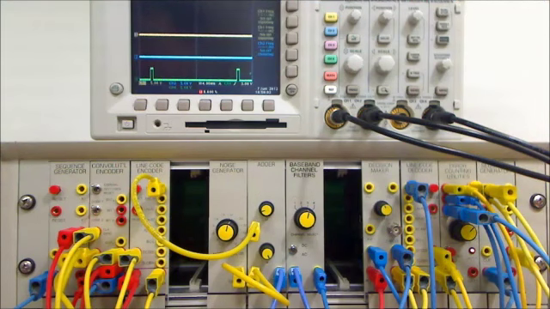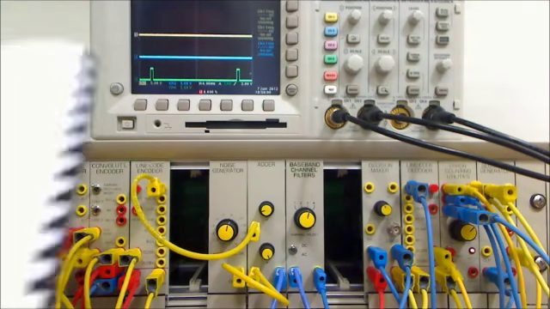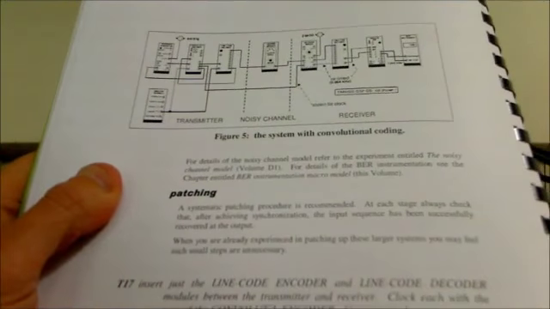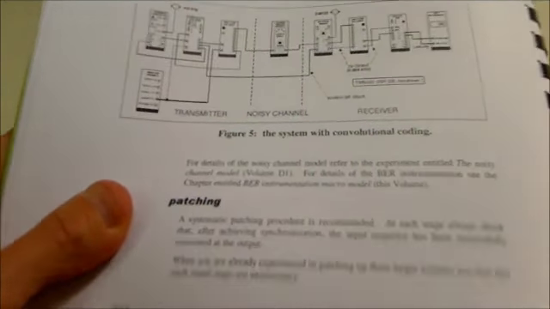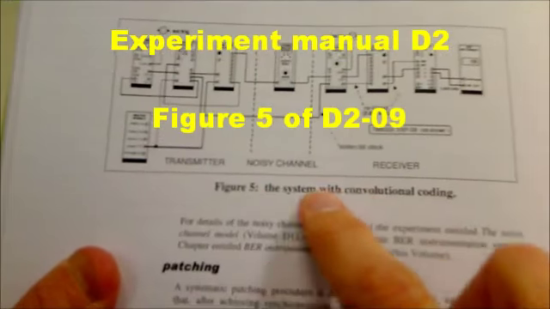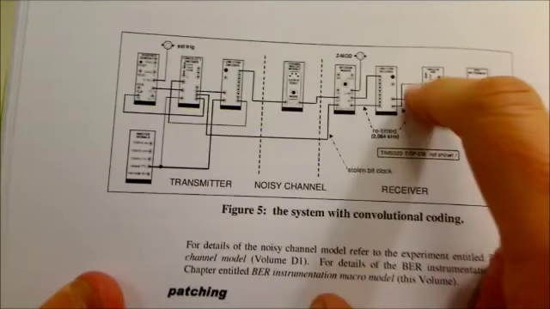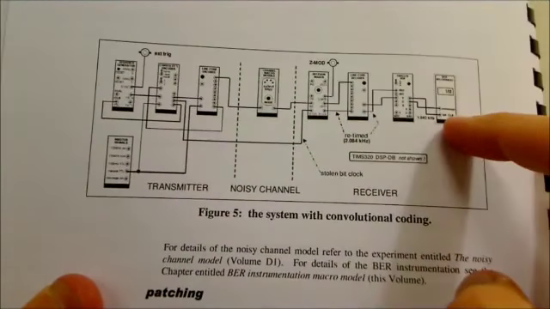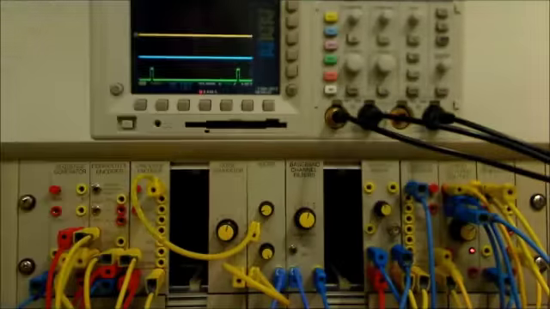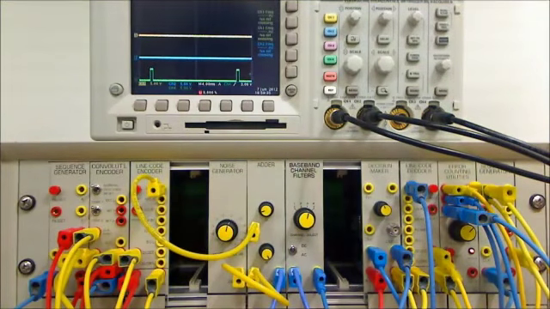In this experiment, we're going to implement convolutional decoding using the TIMS DSP module. Please open up your experiment manual to Chapter D2, Experiment 9, Figure 5. We'll be implementing the system with convolutional coding through a noisy baseband channel, decoding implemented by the DSP, and then bit error rate measurements. This will serve as a convenient way of demonstrating how the DSP fits into the scheme of things with TIMS modules.